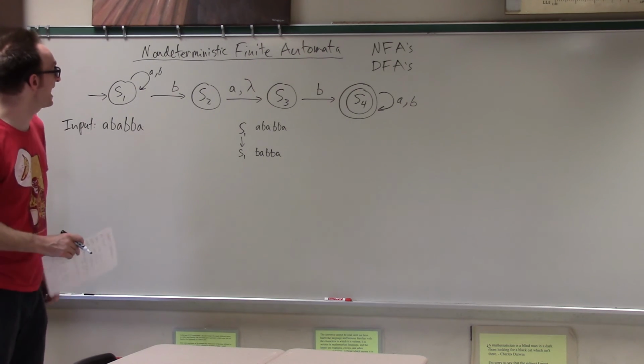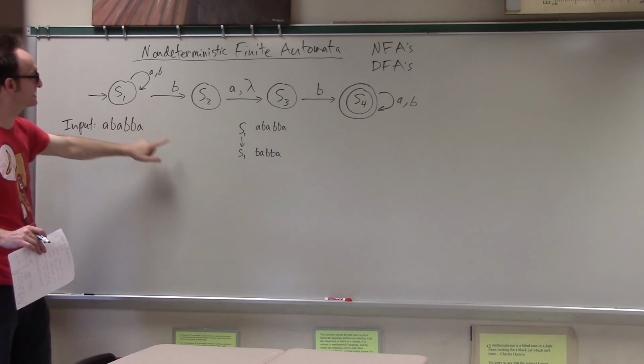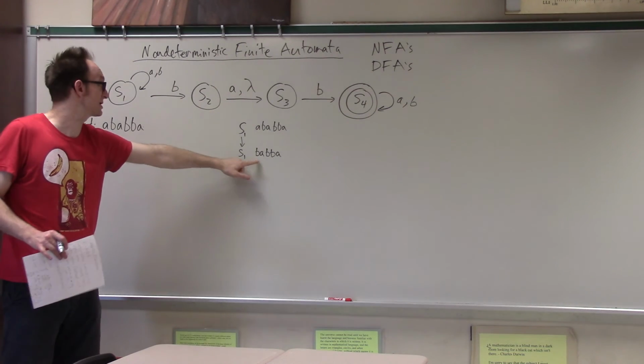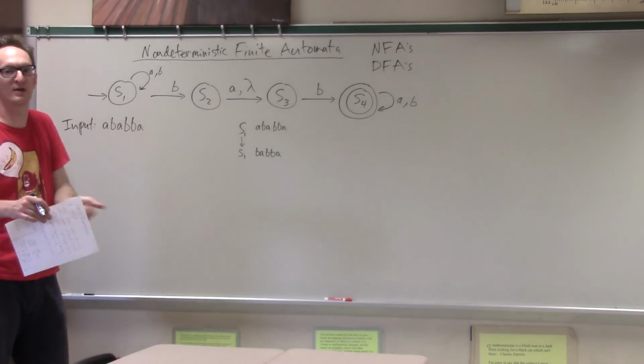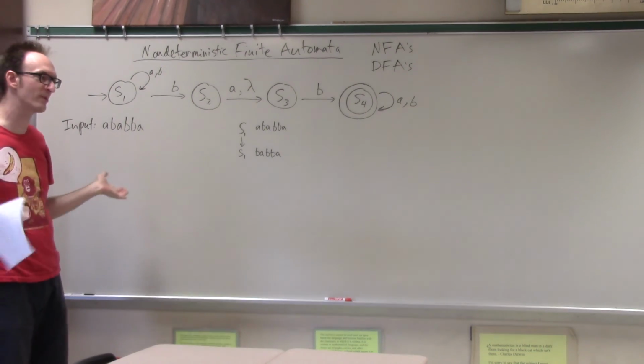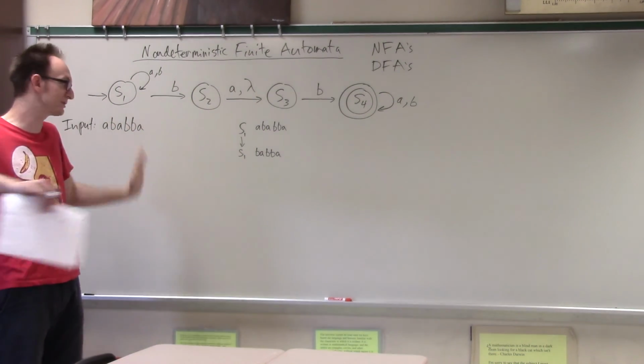Alright, good. Now, things get weird. Because now, I am about to read a B character. But I have two directions for what to do with B. So what I do is like both. You can think of it as the machine copies itself into two separate machines and follows both paths simultaneously.